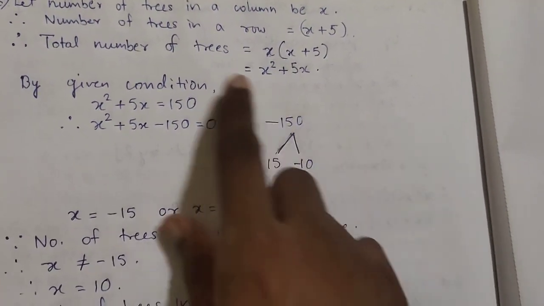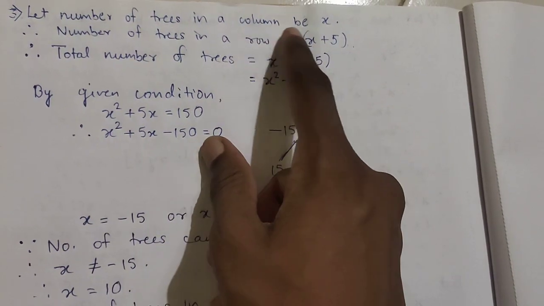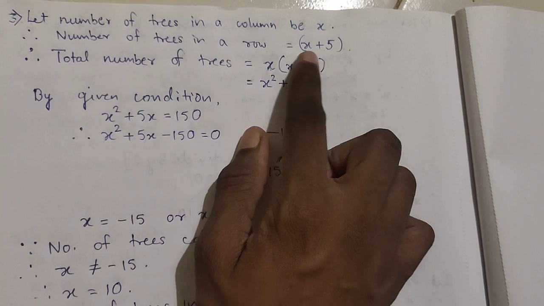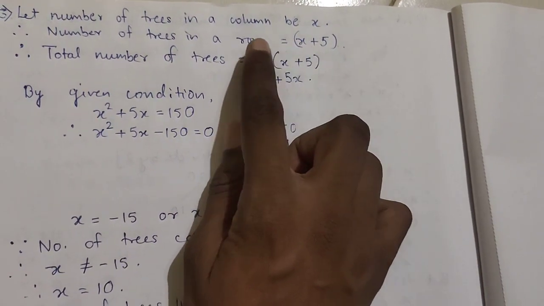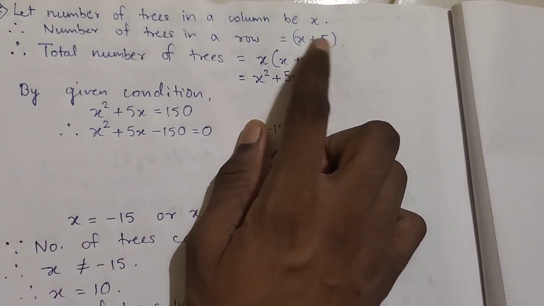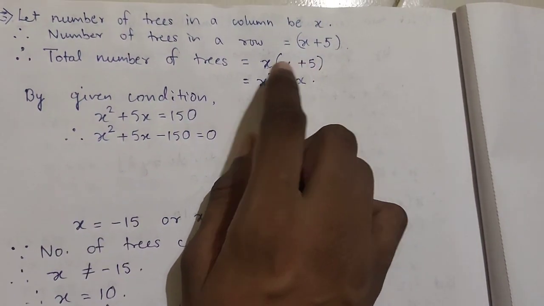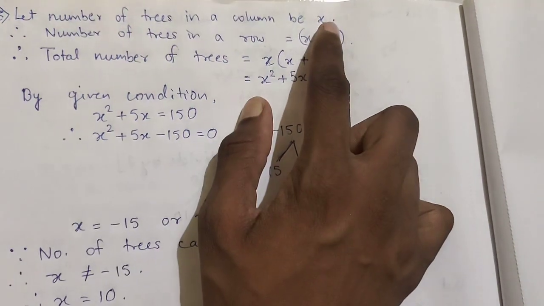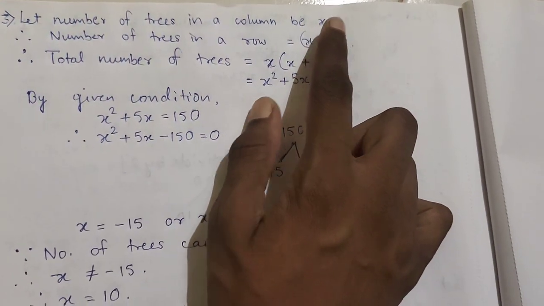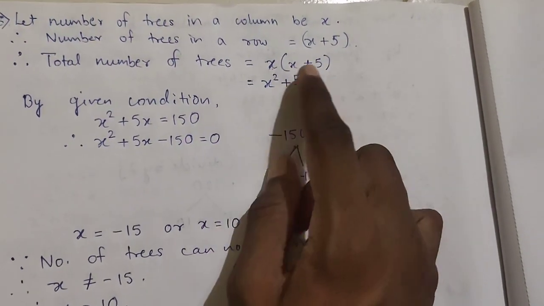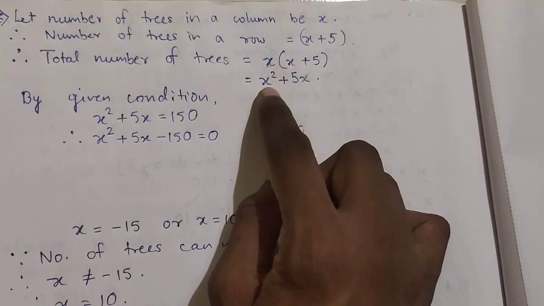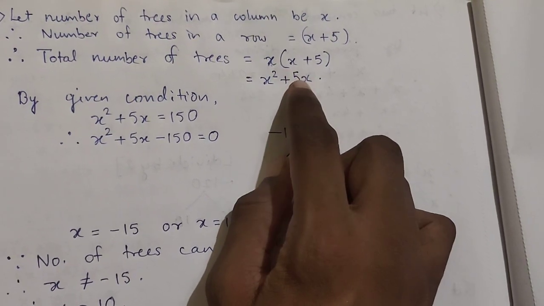First, what have we considered? We have considered that number of trees in a column is x. Then obviously in a row you can have x plus 5. Why? Because in a row 5 trees are more, that means x plus 5. Then how to find out the total number of trees? That is the multiplication of these two, that is number of trees in a column and number of trees in a row. Then what did we do? We have simplified this, that is x into x gives you x square plus 5x.